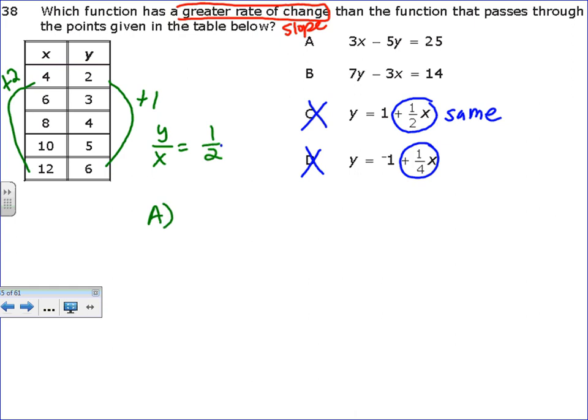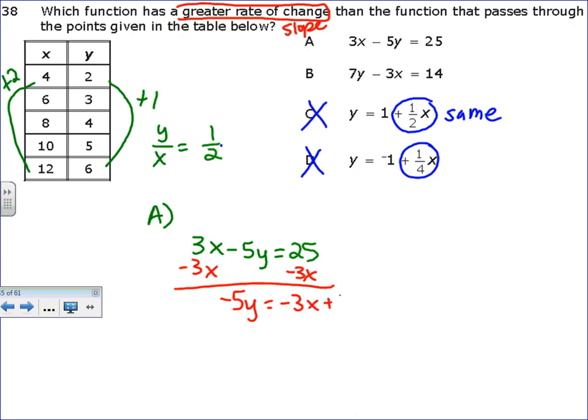Okay? I've got 3x minus 5y equals 25. I need to get y by itself. I'm going to subtract 3x because it's positive. Negative 5y gives me negative 3x plus 25. I can't combine those. They're not like terms. Now you divide everything by negative 5 to get y by itself. And that gives me y equals positive 3/5 x minus 5. Okay, so there's one option.